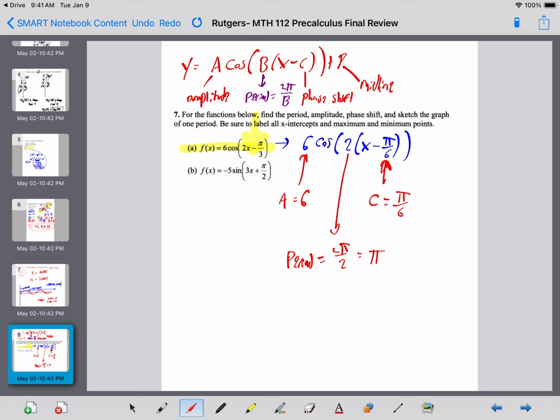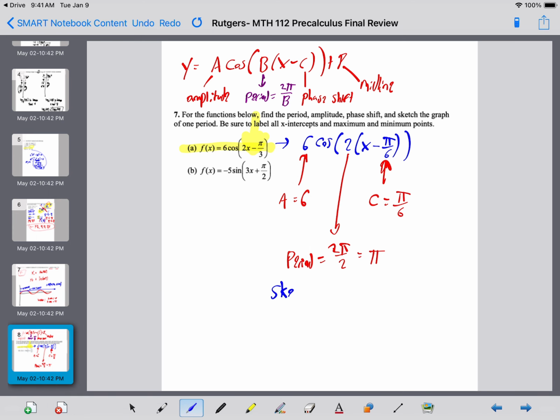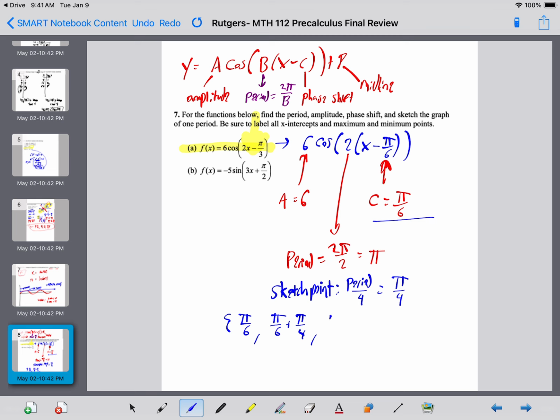So what I recommend you do to sketch this, there is something called your sketch point, where we're going to make our delta table, or what you're going to go up by, delta x. The formula for sketch point is period over 4, because we want to separate it into 5 intervals. So we take that period of pi divided by 4, and now we start at the phase shift. So pi over 6. And we're going to go up by pi over 4. Pi over 6 plus pi over 4. Pi over 6 plus another pi over 4.